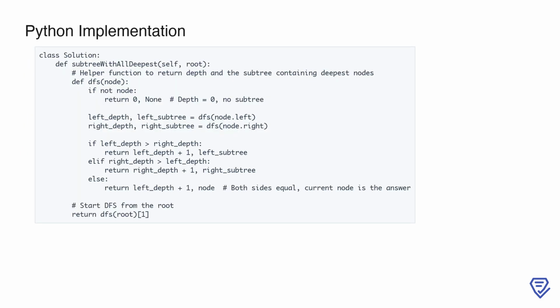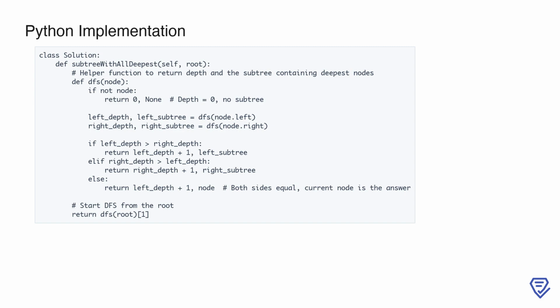The given problem requires finding the smallest subtree that contains all the deepest nodes in a binary tree. This solution uses a depth-first search (DFS) approach to recursively calculate the depth of each node and determine the smallest subtree containing the deepest nodes. The subtree-with-all-deepest function is defined, and a nested helper function (DFS) is used to traverse the binary tree. The DFS function returns two values: the depth of the current node and the subtree containing all the deepest nodes. If a node is null, base case, the depth is 0, and there is no subtree.